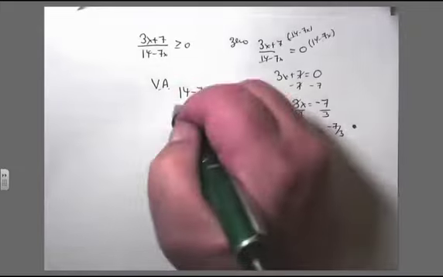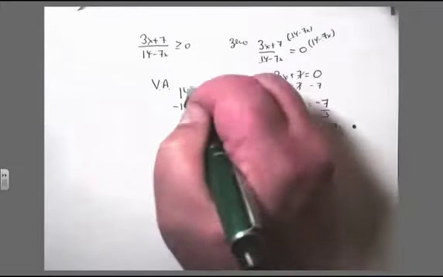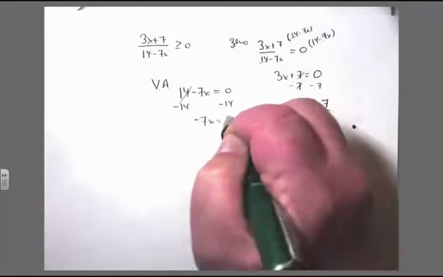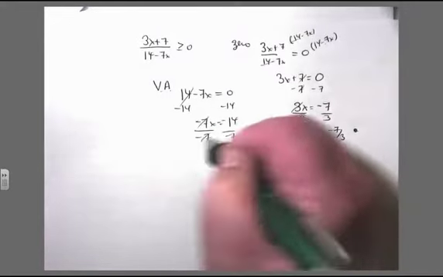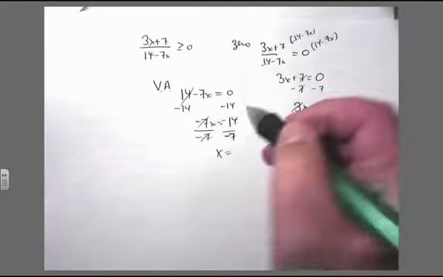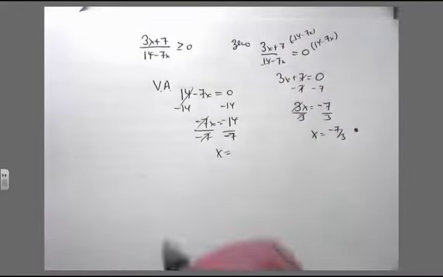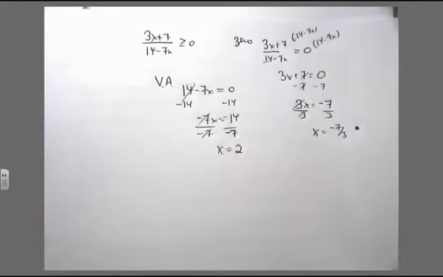Solving for x, I subtract 14 from both sides. I get negative 7x equals negative 14. Then I divide by negative 7 on both sides, and I get x is equal to negative 14 divided by negative 7, which is a positive 2.